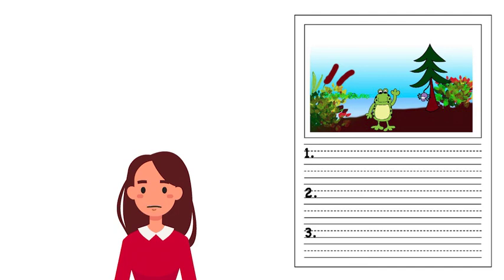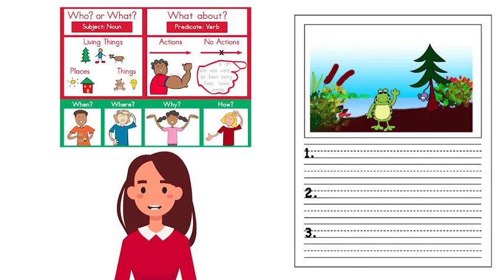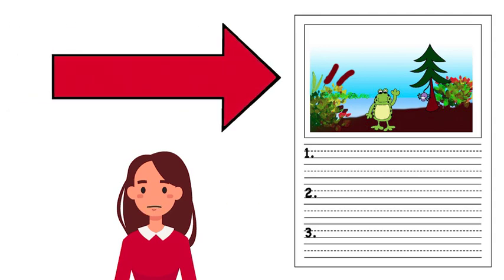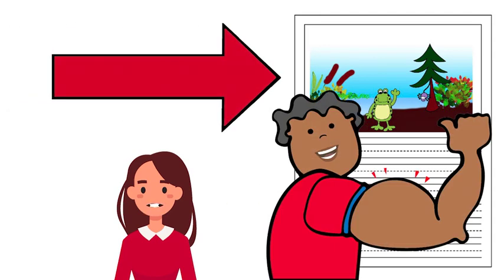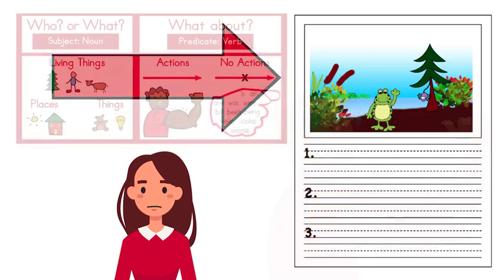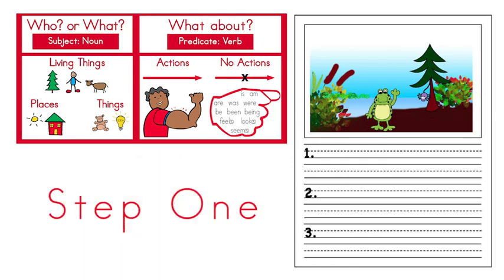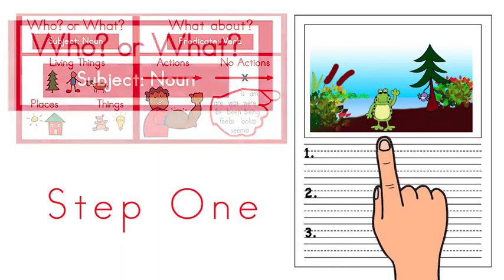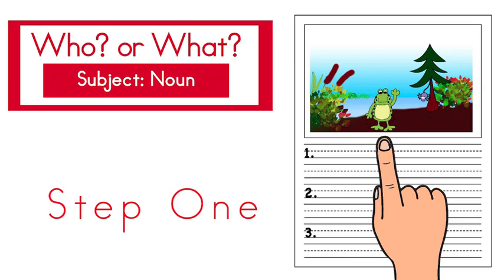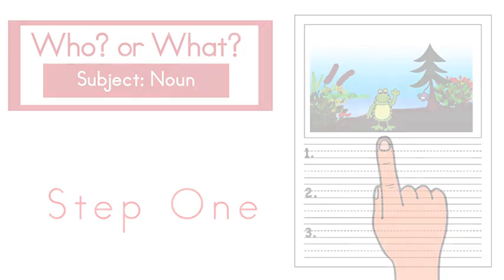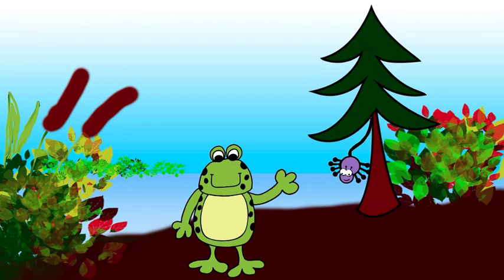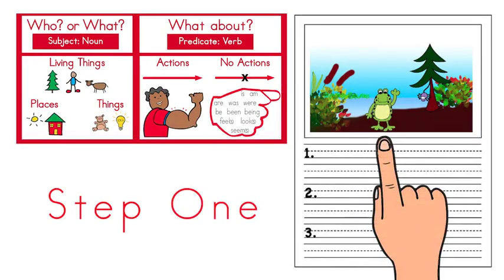Go to your worksheet. This is where we will write 3 different sentences about the frog, using our who, what chart to help us. The first sentence is going to have a powerful verb. That's an action verb. Follow my steps to write a complete sentence with an action verb. Step 1, point to the picture and ask, who or what is this mostly about? A frog. The frog is the doer of the action in this idea.